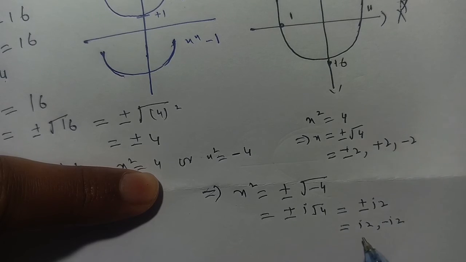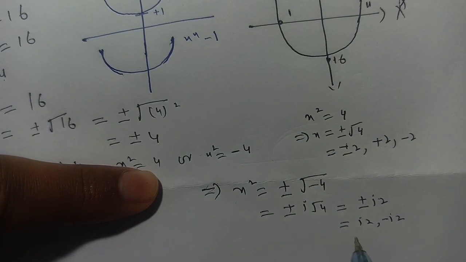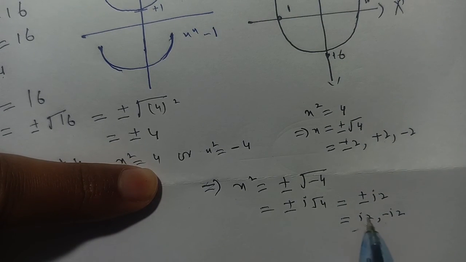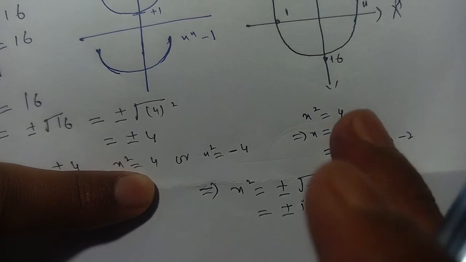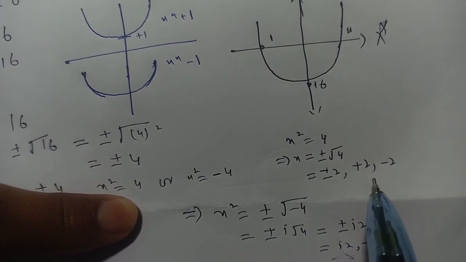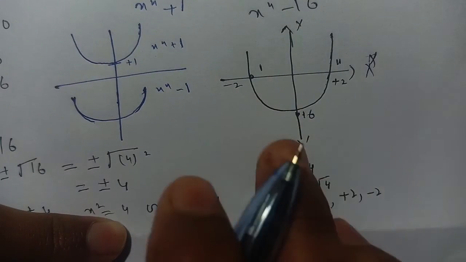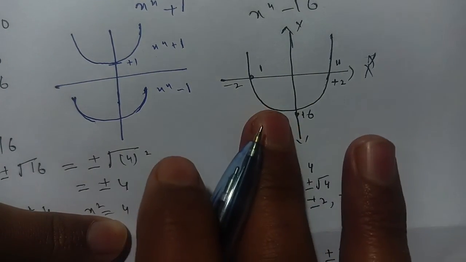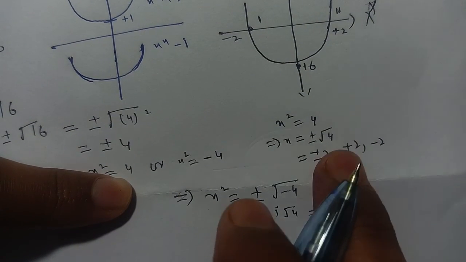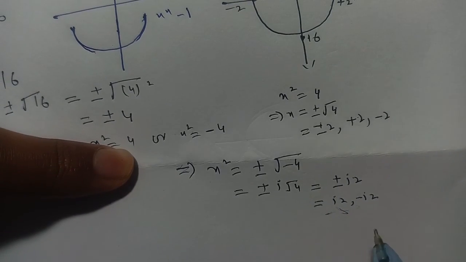These are two imaginary roots. We cannot represent them here on the real axis because they are imaginary, they are complex numbers, complex roots. They cannot be represented on the x-axis and y-axis. So we can see that plus 2 and minus 2 are here. Now we can say that there are two real roots and two imaginary roots, and the roots of this equation are plus 2, minus 2, plus iota 2, minus iota 2.